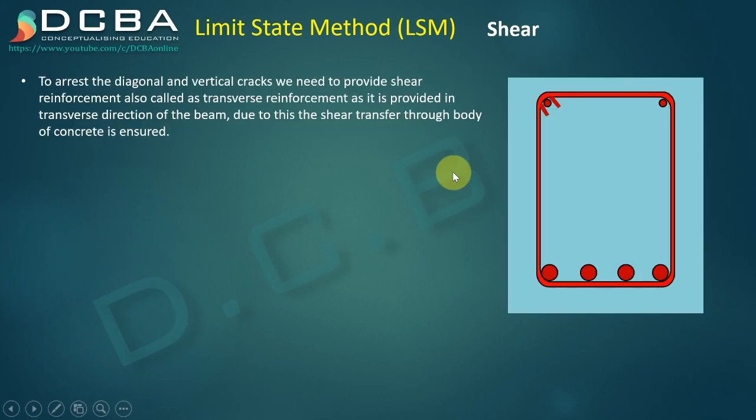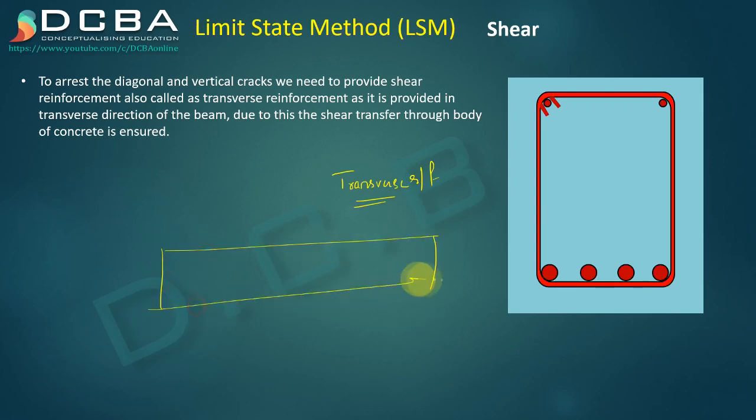To arrest the diagonal and vertical cracks, we need to provide shear reinforcement, also called transverse reinforcement, as it is provided in the transverse direction of the beam. Due to this, the shear transfer through the body of concrete is ensured. So these shear reinforcements are also sometimes called transverse reinforcement. And why are they called transverse reinforcement? Because this is the length of the beam, and across the length of the beam we provide these reinforcements, right?